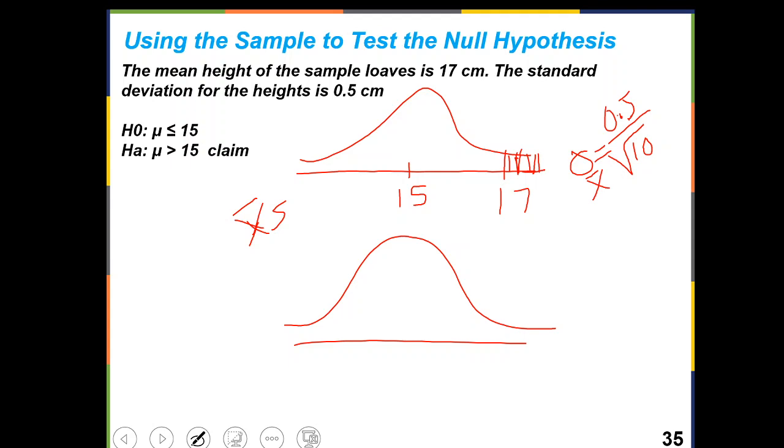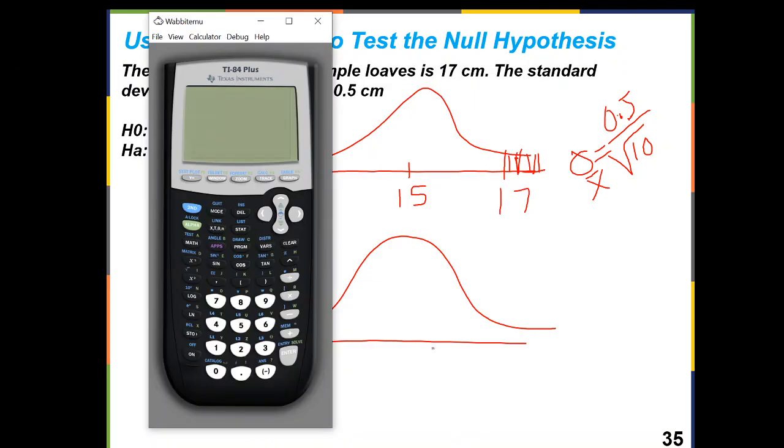What is that? Let's see. Well, we have to go again to normal CDF, with lower bound 17, upper bound 10 to the 99, that area. The mean is 15, so we'll put 15 here. And the standard deviation is 0.5 divided by square root of 10.